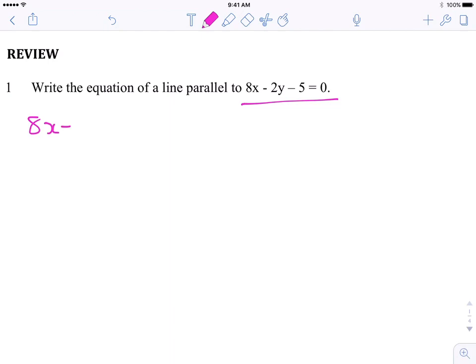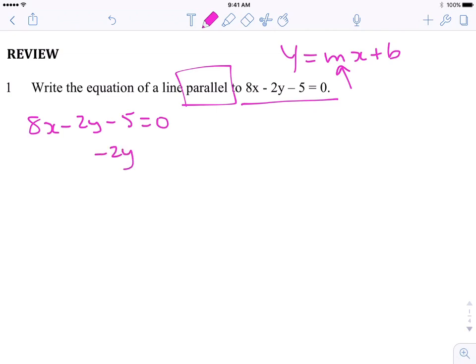So let's start off with our original equation. If I convert it to y equal mx plus b format, when it's in that format, I can tell what the slope is right away. And we know that parallel lines have the same slope. So let's change this to y equal mx plus b format.